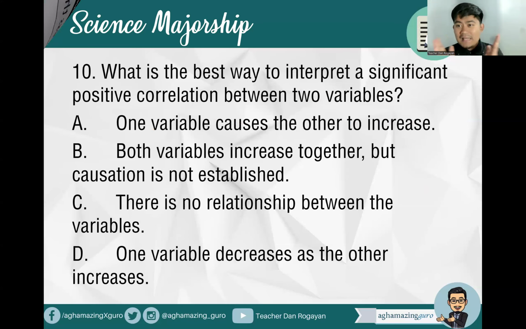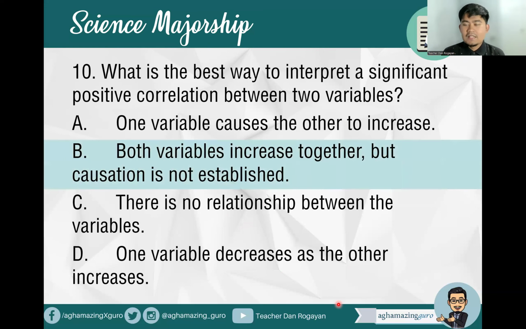Okay? So next, last question, number 10. What is the best way to interpret a significant positive correlation between two variables? A, one variable causes the other to increase. B, both variables increase together, but causation is not established. C, there's no relationship between the variables. Or letter D, one variable decreases as the other increases. So we're talking about positive correlation, and B is correct. Both variables increase together. That is positive correlation.